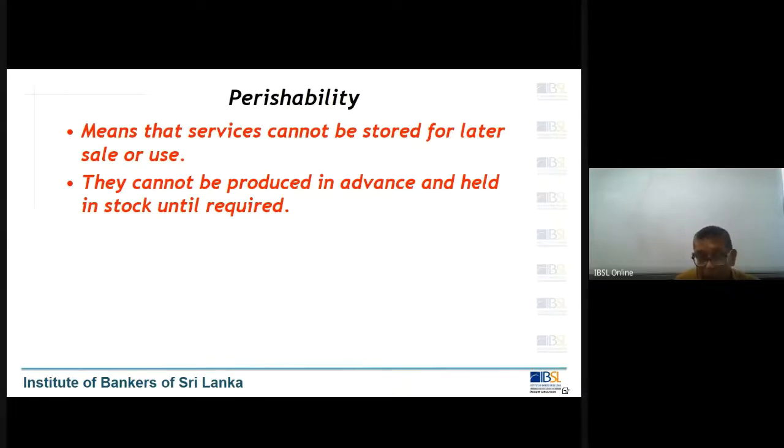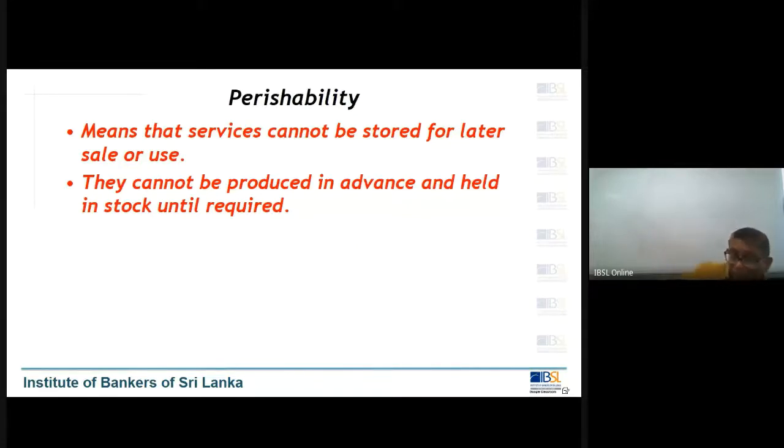Now again I'll take the example of Sunlight. If you are not selling today, you can keep it for selling tomorrow. But services cannot be kept for tomorrow. You cannot stockpile. You cannot keep the stuff for selling tomorrow. I'll give you two examples. Think about hotel rooms. Say one hotel has 100 rooms, right? If all these 100 rooms are not occupied by guests, you cannot keep it for tomorrow. Tomorrow is another business day for them.